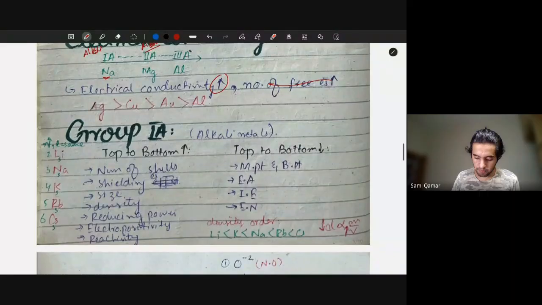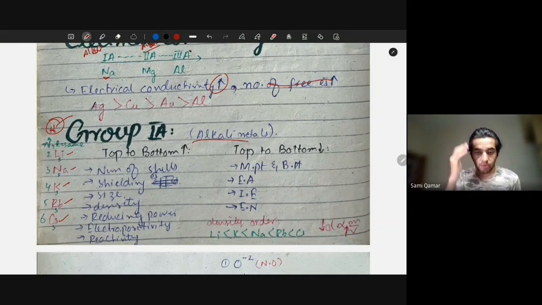So let's do this here, then you can easily understand. This is group number 1A, alkali metals. We know that lithium, sodium, and then we have potassium, rubidium, and cesium. So this is the order. Now, we do not take hydrogen. Why do we not take hydrogen? Hydrogen is a gas. It's not a metal, so that's why we separate it out from all the things. So we have lithium, which is a metal, sodium, potassium, rubidium, and now we need to do all the trends.